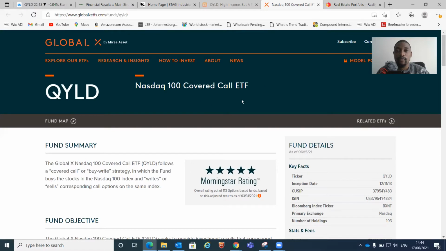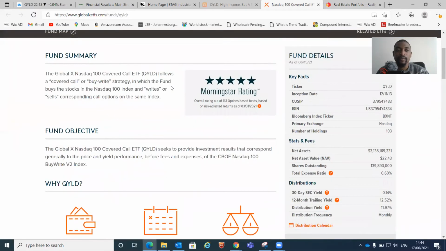So in the US, they have something that they call options. So the calls, they are put options. I won't go deeper into this because it's not something that most of the retail investors in South Africa do. But what you need to know is that you can buy this ETF. The ETF is based on a covered call.